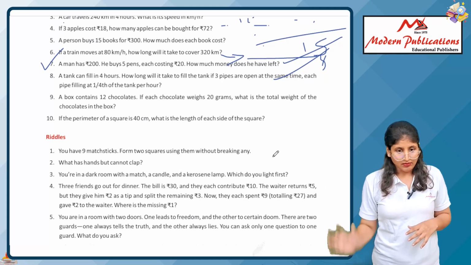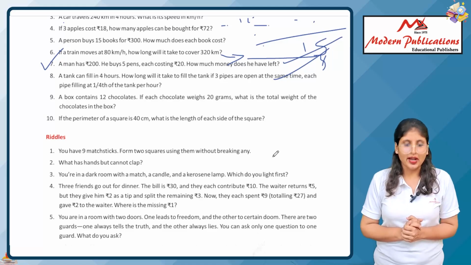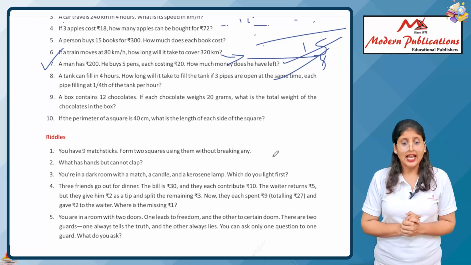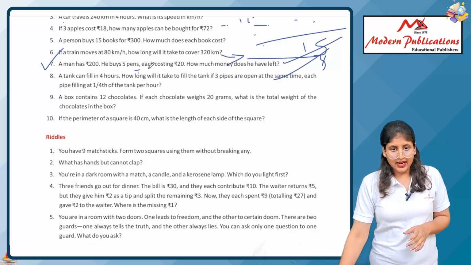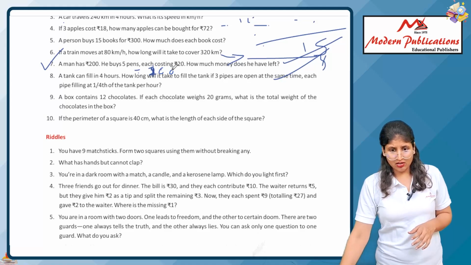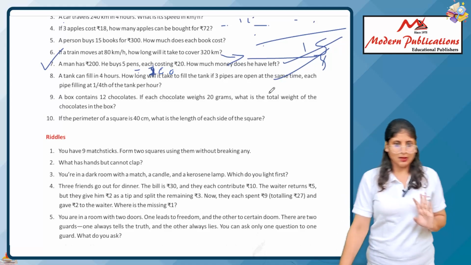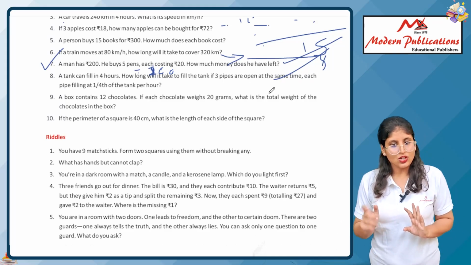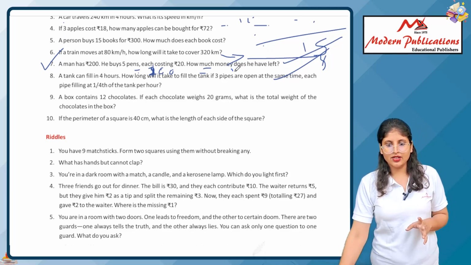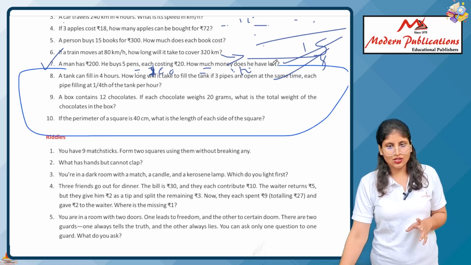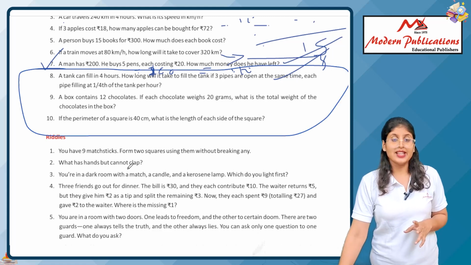Next, a man has 200. He buys 5 pens. Each costs 20. So just multiply, we will write it here. So that's how we can relate. 20 into 5 is 100. So how much money is left? 200 minus 100, 100 rupees are left. Like this. And the last questions are homework for you. Just try it yourself.